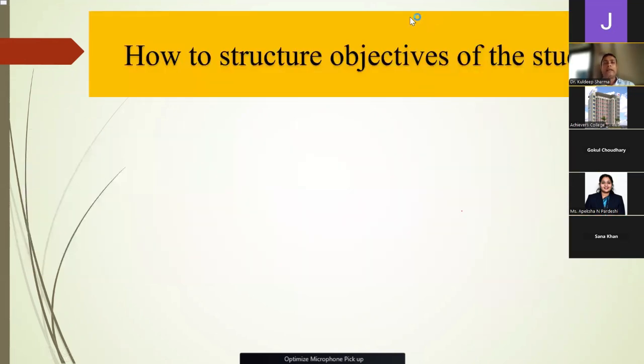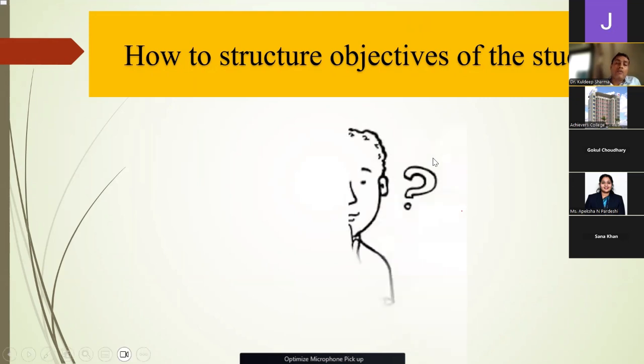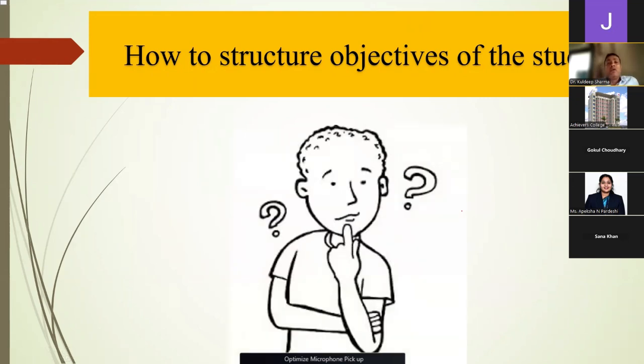Now let's see how to structure the objective of the study. How are we going to finalize it, how are we going to set our objectives? Before setting an objective, we have to see some other aspects of the research.